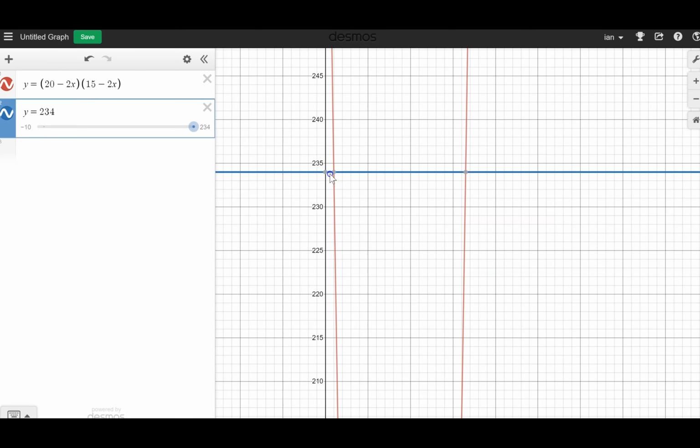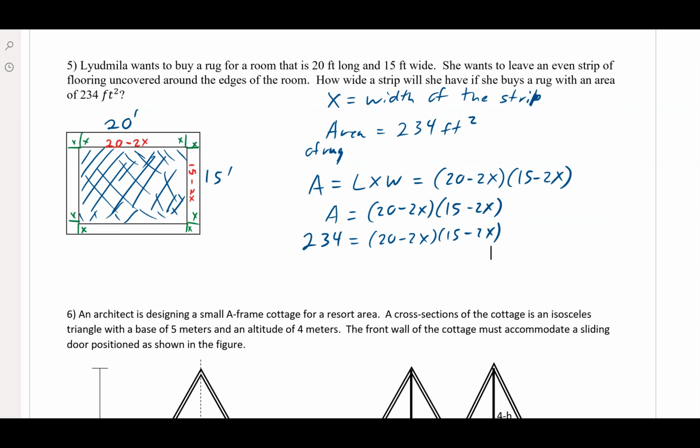So again, if we click on these 2, we get that one and that one. So when x is 1, we will have 234. And when x is 16.5, we will also have an area of 234. So 1 and 16.5. Let's go back and write our answer. So when our x is equal to 1 and our x is equal to 16.5. Now one of these does not make sense. So think about it. You have an x here. If I were to take 16.5 away from this, I would cut the entire side off because we only have a 15 foot width. So can you have a strip that's 16? No. So it's 1 foot.